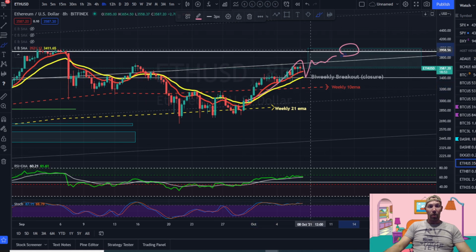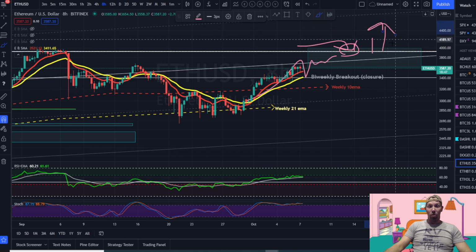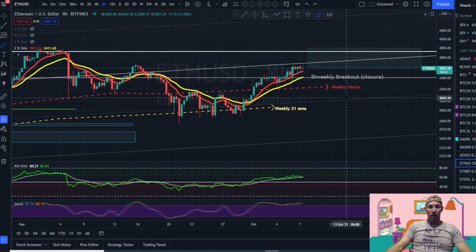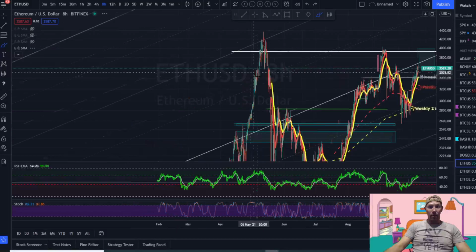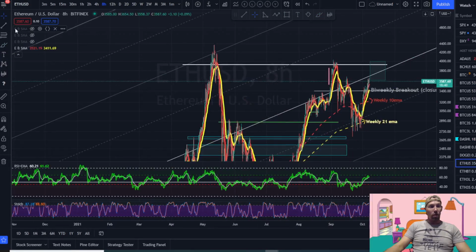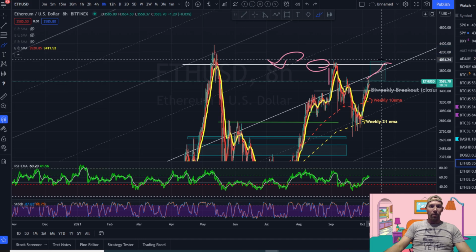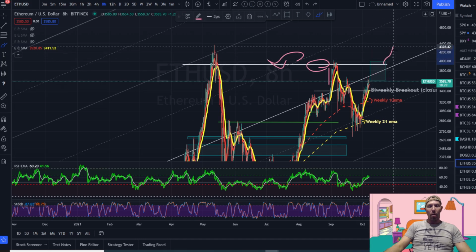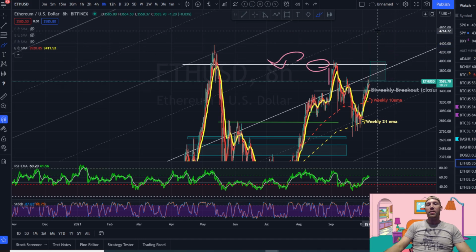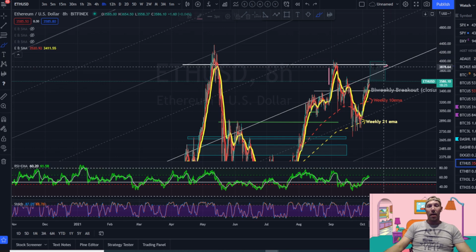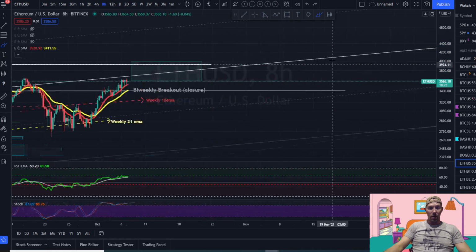Then you get a weekly closure above this big weekly line at 39.24, and then you're going to have a nice blast off, which could happen actually a little bit sooner than Cardano breaking all-time highs. I think a weekly closure above this line could easily lead Ethereum to all-time highs, maybe along the same time frame, November 1st or so, around the same time frame that Cardano will. So I could see Cardano and Ethereum breaking all-time highs early November based off of this.